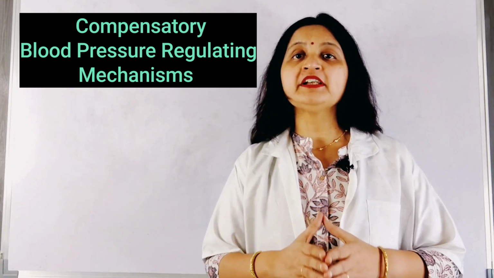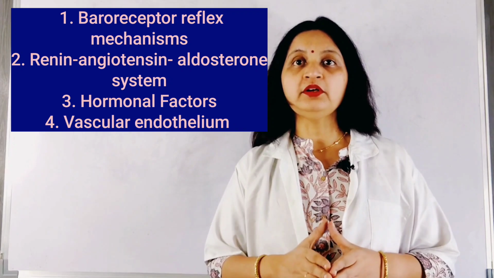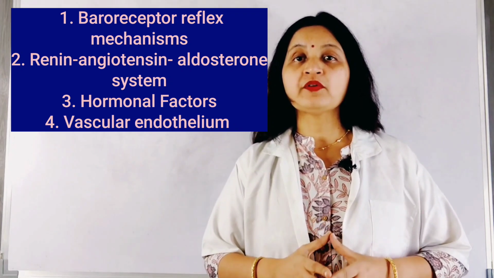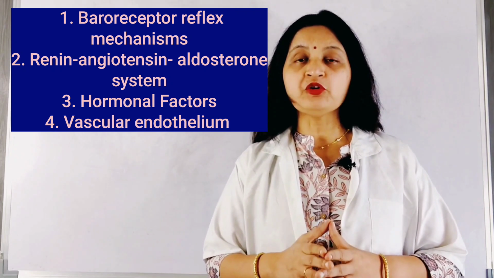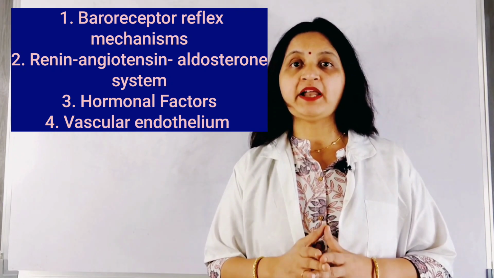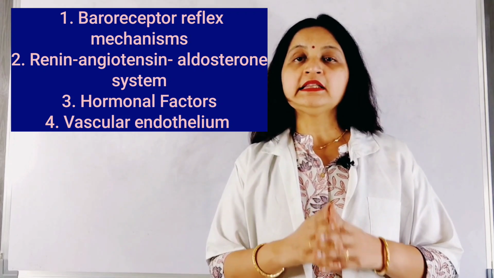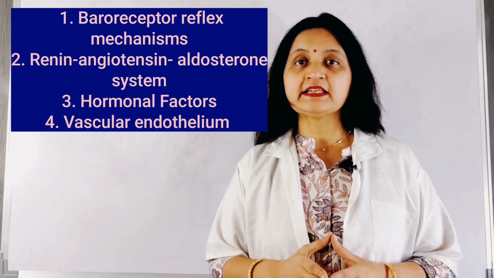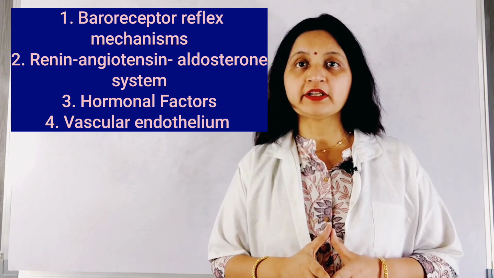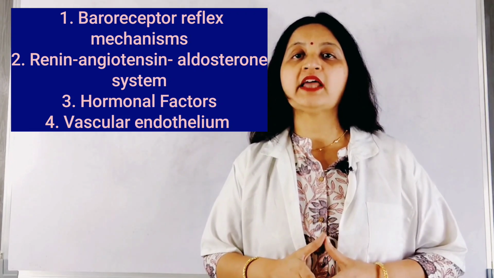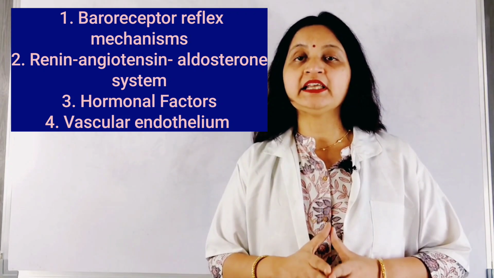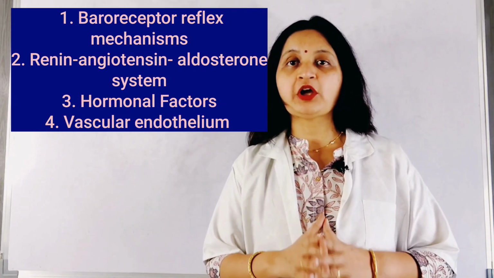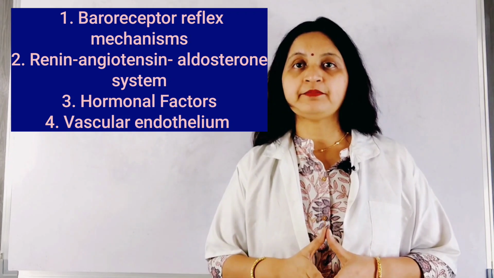Blood pressure is normally regulated by compensatory changes that occur in response to changes in cardiac demand. Various neural and hormonal factors influence and regulate blood pressure. These include, firstly, the baroreceptor reflex mechanism. Second, the renin-angiotensin-aldosterone system that regulates the blood pressure, blood volume. Thirdly, the hormonal factors such as insulin, adrenal cortical hormones, aldosterone, thyroid hormone and so on. And lastly, the vascular endothelium that regulates the release of nitric oxide that regulates blood pressure.